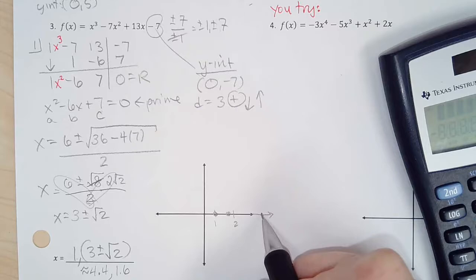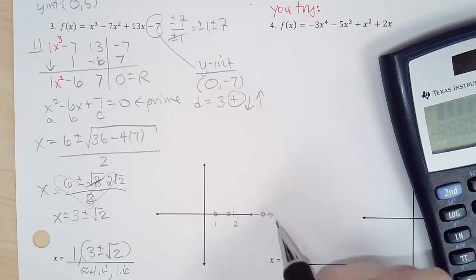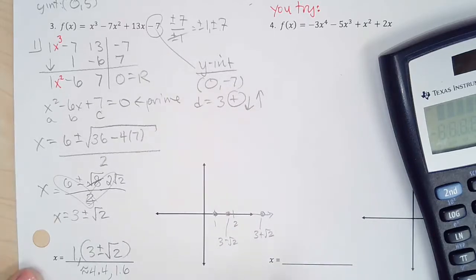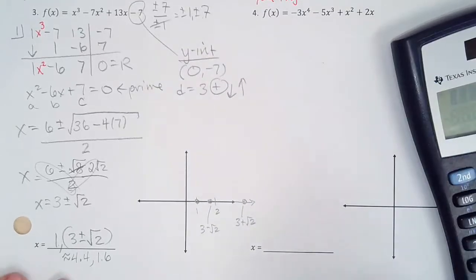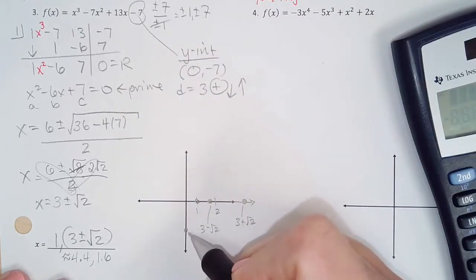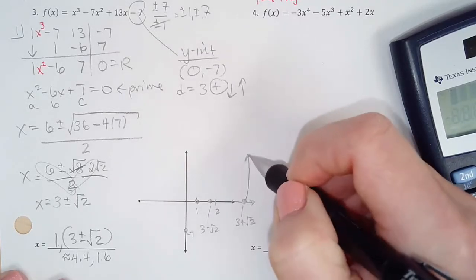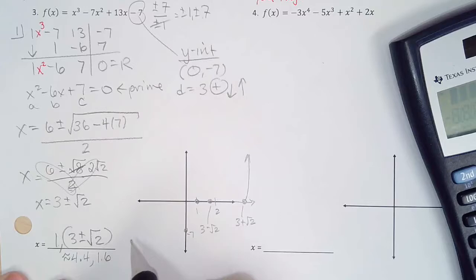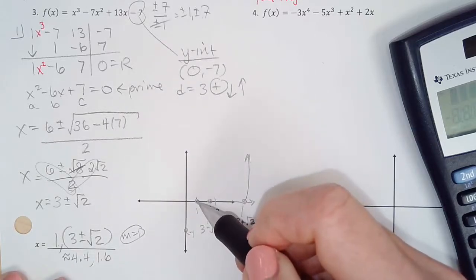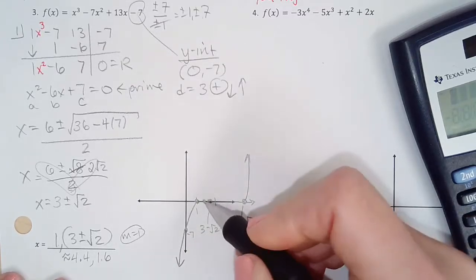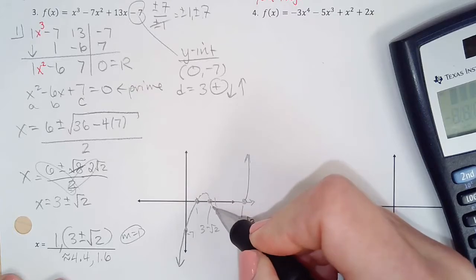So this is 3 minus root 2. This is 3 plus root 2. And our y-intercept is down here at negative 7. It is up on this side, multiplicity of 1 for all, since we have 3 solutions, and it's power 3. It's going to be down on this side, but it has to go down through that y-intercept, which is a little strange maybe. But we go up through, and we cross the x-axis again, and there is our graph.